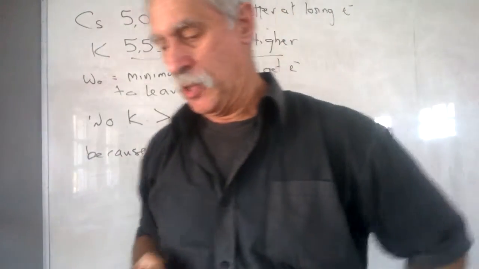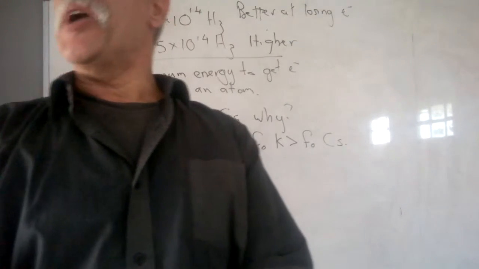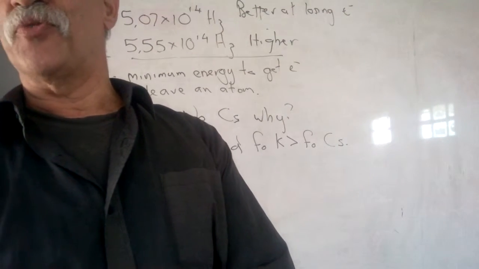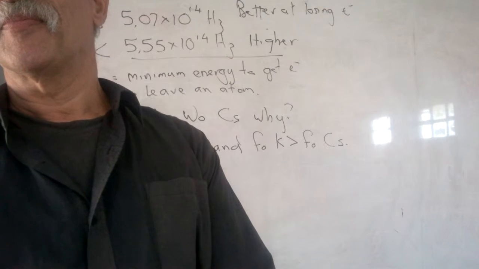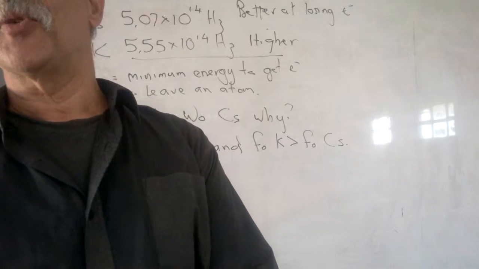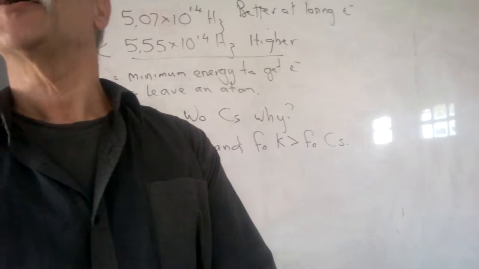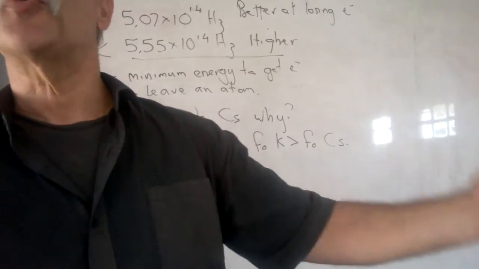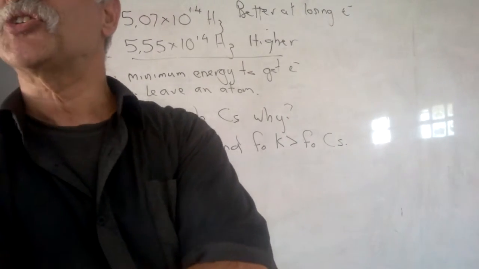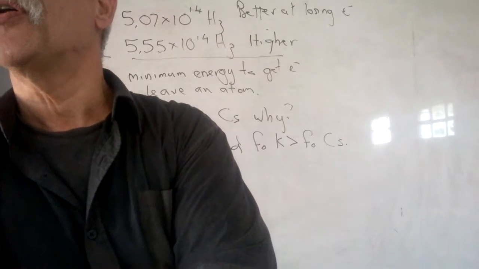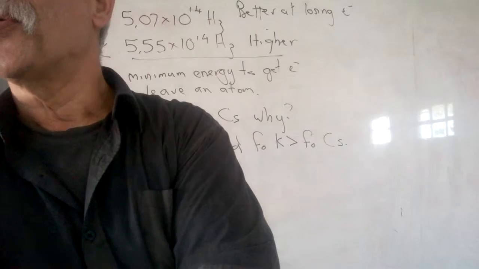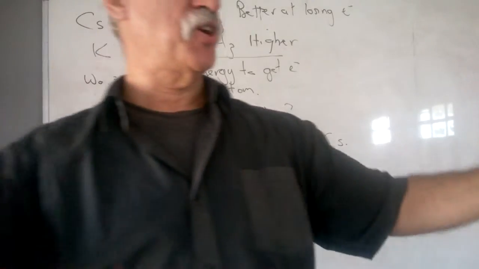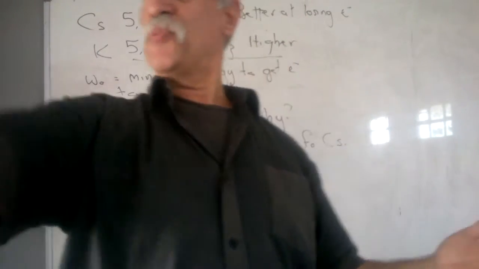Now, Tyreek, which metal is going to require more energy to knock off an electron? Which metal, cesium or potassium? Exactly. Explain to us why, Tyreek. Because it's got the higher threshold frequency, therefore the higher work function. Come on, you guys have got to learn the language of science. There we go, but well done.